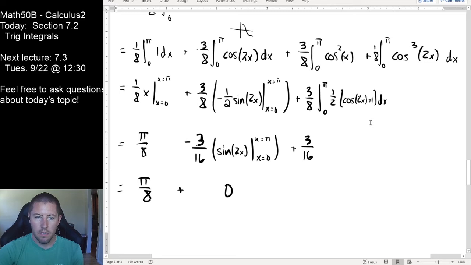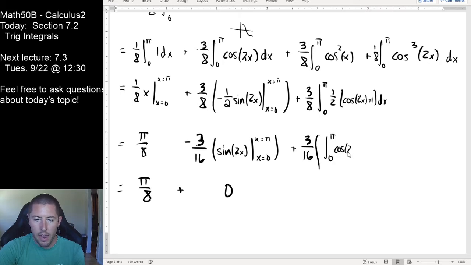times the integral from 0 to pi of cosine of 2x plus the, here's what I'm going to do. I know that I've got an addition in there, so I'm going to rip this apart into the two parts here. Here's my dx. And I've also got the integral from 0 to pi of 1 dx.